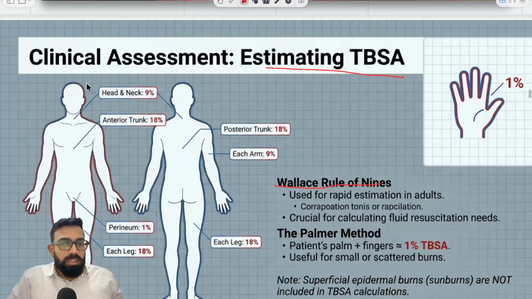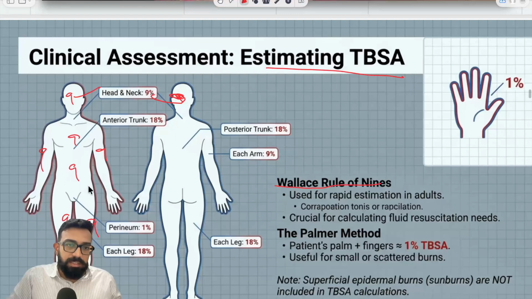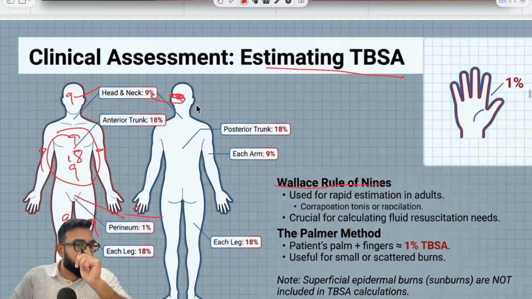What do we do? This chart, almost every medical student is familiar with this chart. We give 9 for every body part. For the head and neck, we give 9. For each arm, we give 9. Each upper limb 9, each lower limb 9. Then this 9, this 9, or else this whole thing, some say 18. And the perineum is 1%. Almost every medical student knows this.